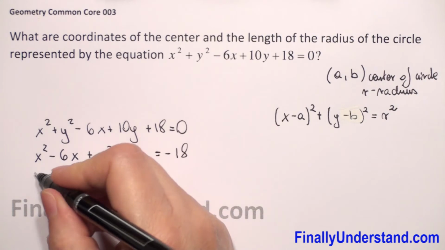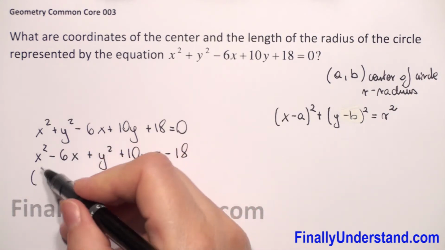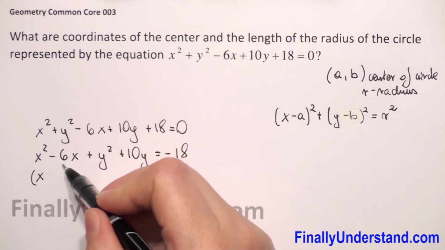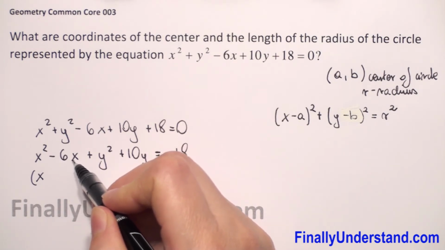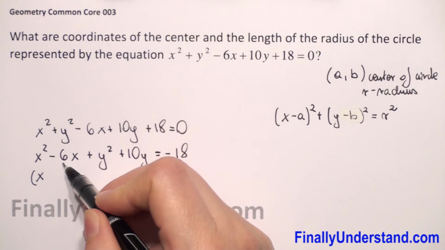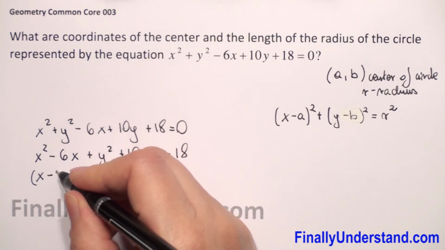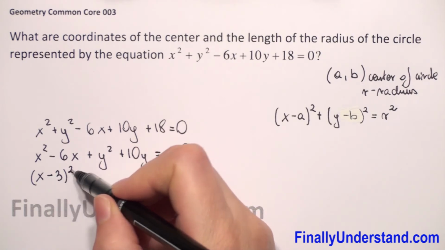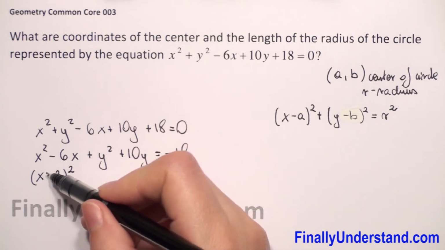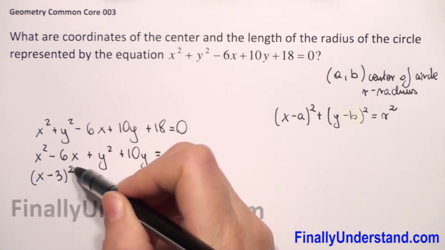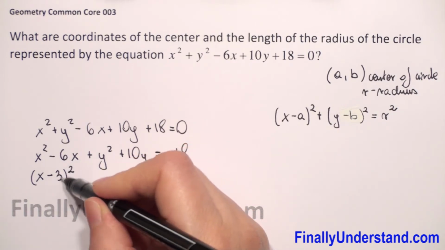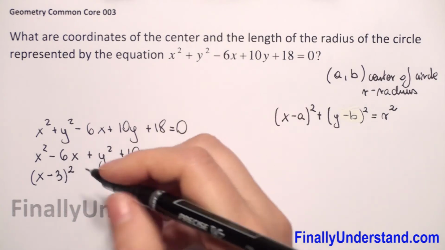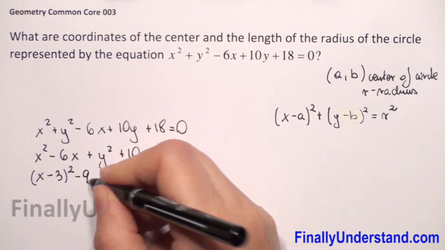Now, open parentheses, we copy x, and we always take half of the coefficient before the x. It's negative 6, so half will be negative 3 to the second power. When you raise x minus 3 to the second power, what will we have? x squared minus 6x, plus the square of 3, so it's 9. But we don't have 9 here, so we have to subtract this 9.